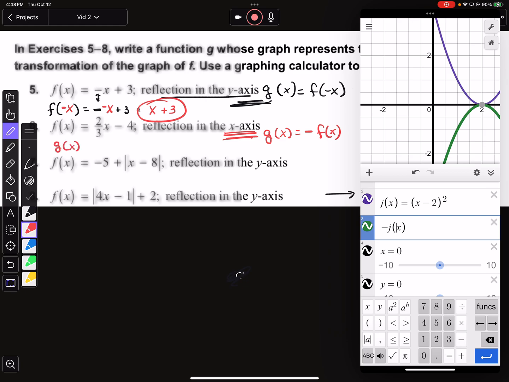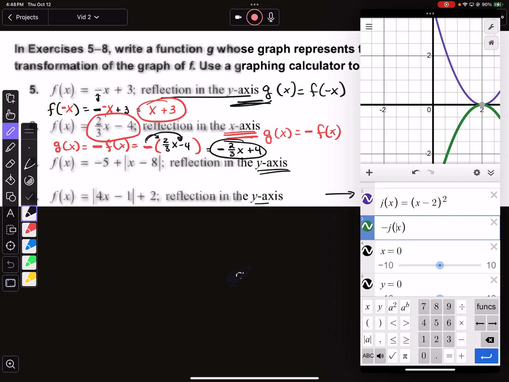G of x is the opposite of f of x, which is the opposite of, well, what's my f of x in this case? Well, it's this expression right here, 2/3 x minus 4. So there's my answer. I just want to distribute that negative so it's simpler. And there is the reflection over the x-axis.